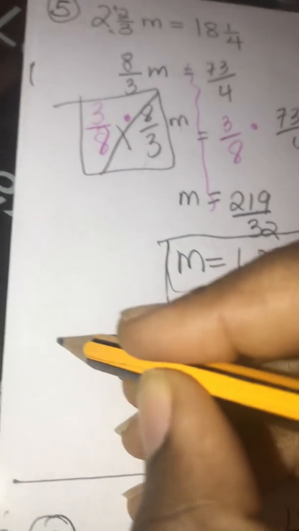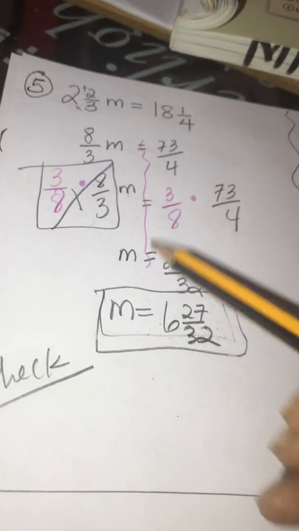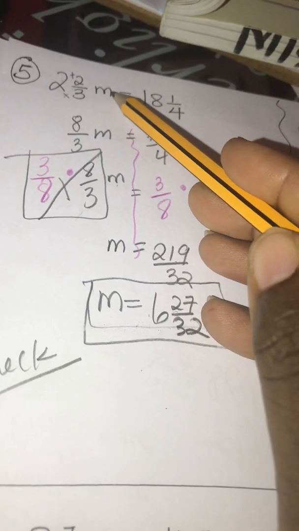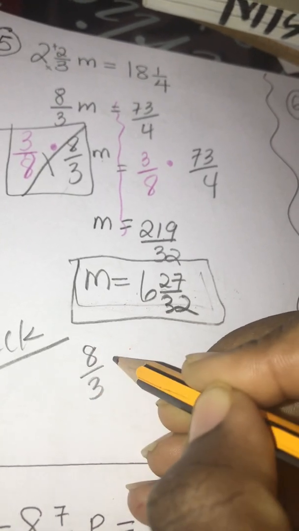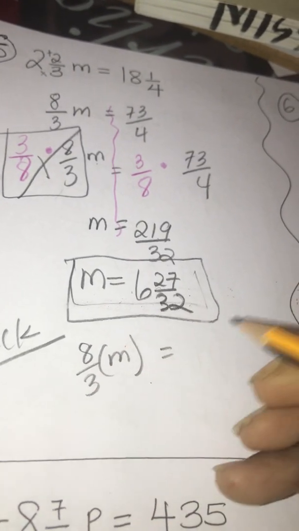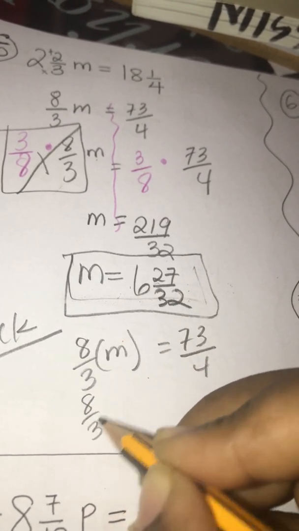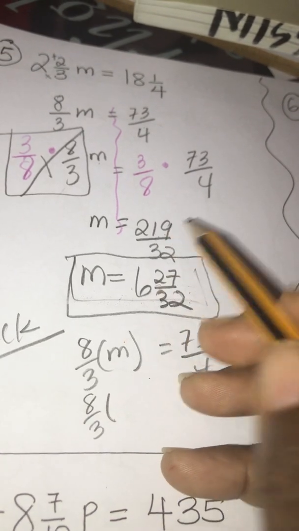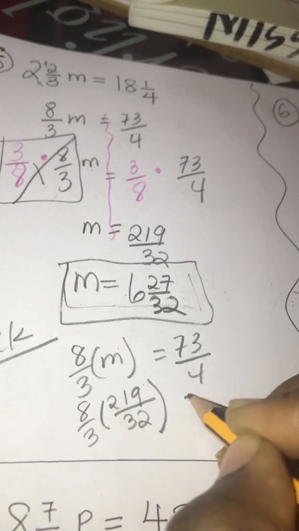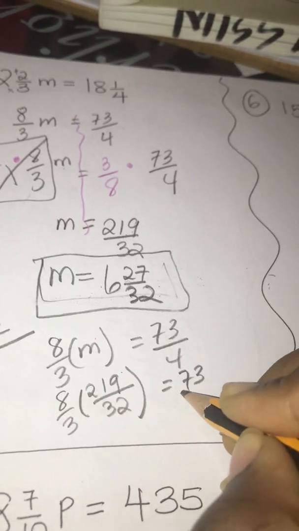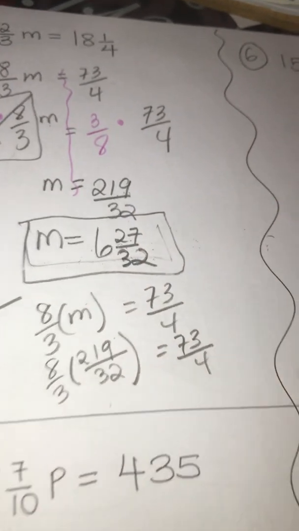And then I do what? I do my check. So when I do my check, I put this in replace of m, but I will use here. So I will write 8 out of 3 m in bracket equals to 73 out of 4. 8 out of 3 multiply, I want to use 219 over 32 equals to 73 over 4. You can put this or this. It doesn't matter when you're checking.